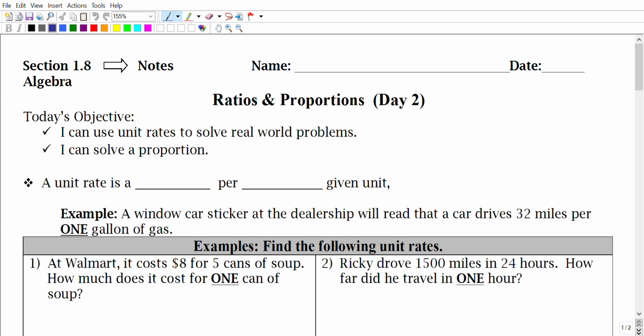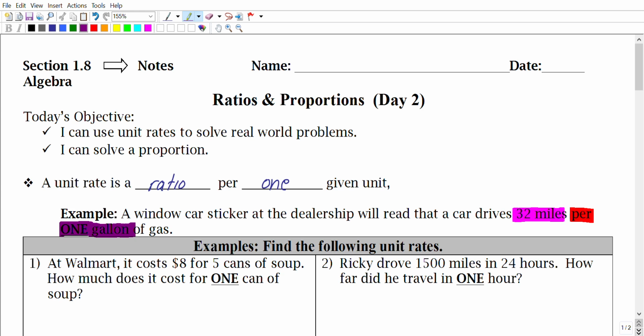So a unit rate is a ratio, let's write that down, a ratio per one given unit. Okay, so right now that might not make too much sense just yet, but we'll make a few examples here that will give you an idea of what that means. As an example, I have right here a window car sticker at the dealership that will read that a car drives 32 miles per 1 gallon of gas.